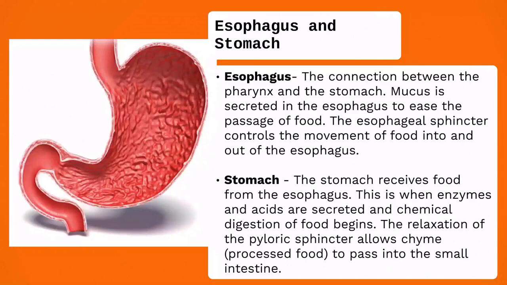The stomach receives the food from the esophagus. This is when enzymes and acids are secreted and chemical digestion of food begins. The relaxation of the pyloric sphincter allows chyme, or processed food, to pass into our small intestine.